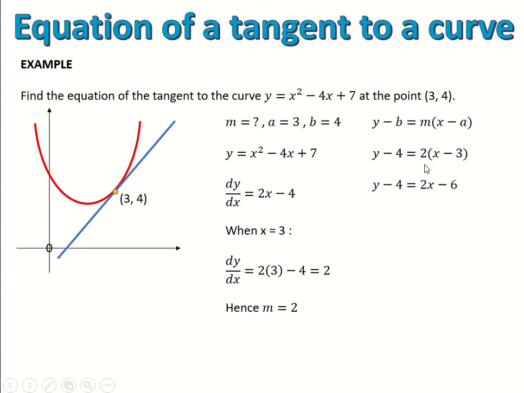And it's just a case of simplifying that as much as you can. Multiply the brackets, 2x minus 6. Add on the 4 to both sides, and you get y equals 2x minus 2. And again, it's just the same as what we had before.